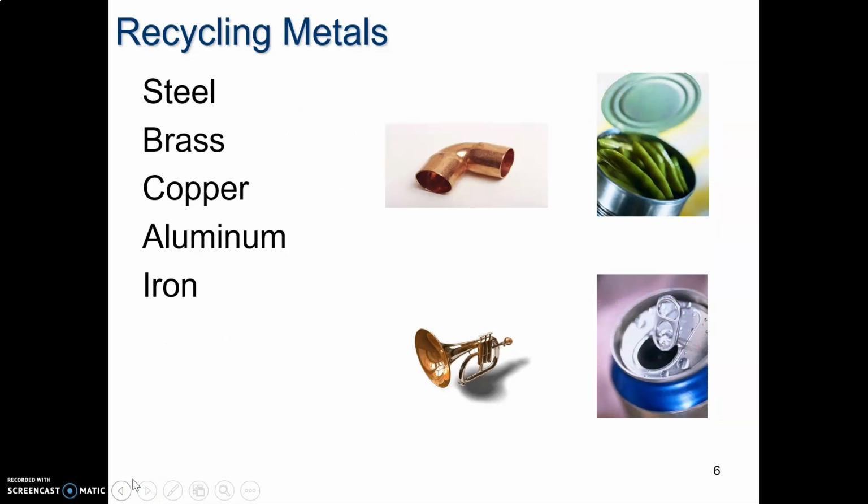Recycling metals, so some examples would be steel, brass, copper, aluminum, iron. So the tin cans, these cans over here, you can recycle. If you have curbside recycling, you can just put those in your bin. We are lucky enough that we have curbside recycling. These other three, the brass, copper, and aluminum, you can often sell. Not the tin cans, because you get 10 cents back on the aluminum cans.